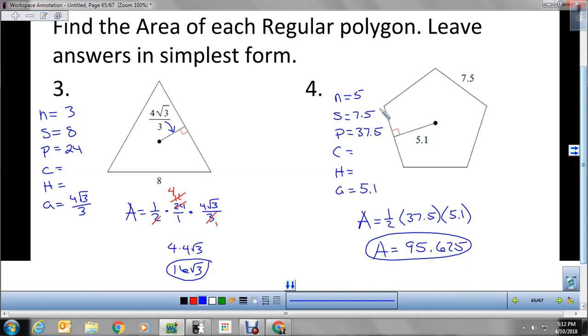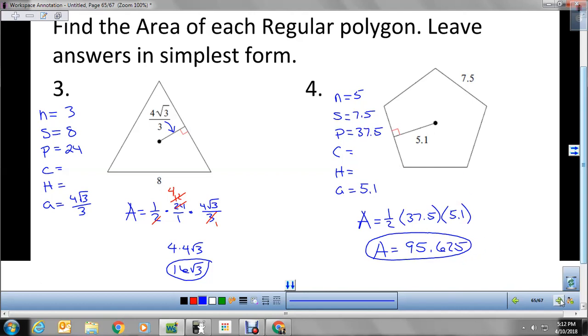The next one here is a pentagon, so it's got 5 sides. Side length is 7.5, and the perimeter, we then multiply these together to get 37.5. The apothem is 5.1. So we're going to multiply 1/2 times 37.5 times 5.1, and that gives us a decimal of 95.625. So if they didn't tell us to round, we're going to write the entire decimal.